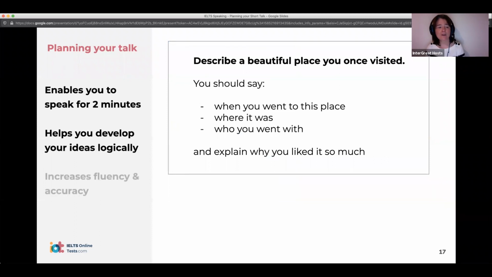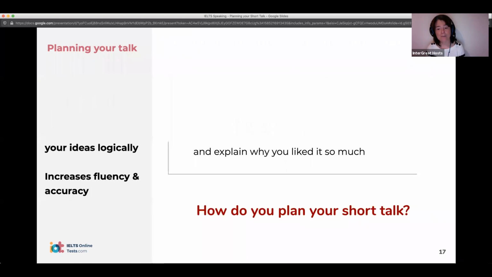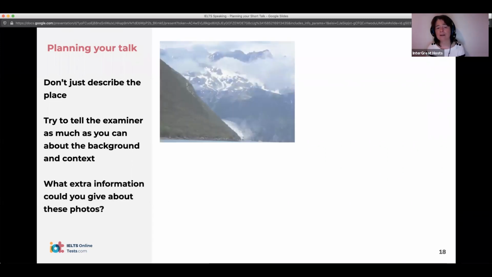So let's have a look at planning. That 1 minute, you really need to use wisely and efficiently. What we're going to do now is look at 2 different ways that you can plan your talk. The first one is to give as much background detail as possible. So you're not just describing the facts, but trying to give a lot of information. If we look at that picture, we can talk about where it was, but what other information could you give related to what we're looking at here?